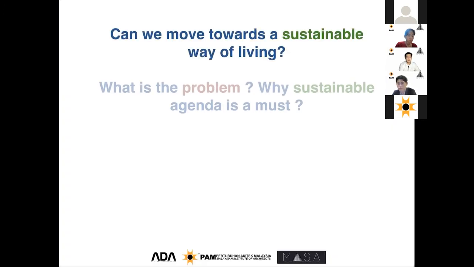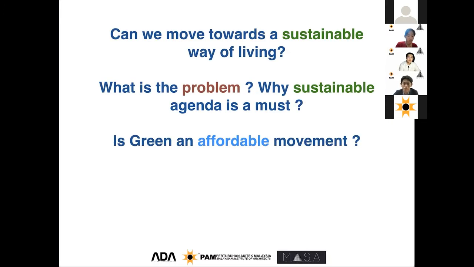Now, before we start on the topic, let's reflect on a few questions on this sustainable topic. Can we move toward a sustainable way of living, or is a sustainable way of living just a hoo-ha thingy? Is it achievable or is it just a theory? The second question is, what is the problem actually? Why is the sustainable agenda a must? In practice, in school, we always make the sustainable agenda a must in your studio project. But what is really the problem?